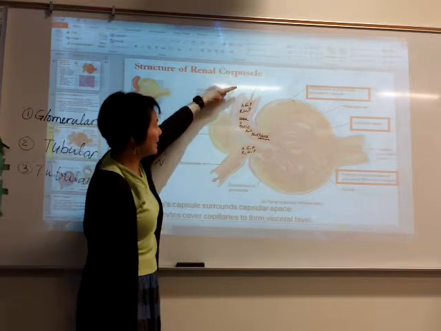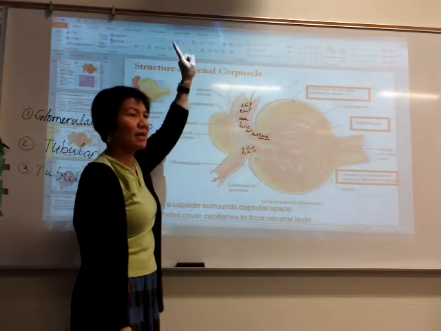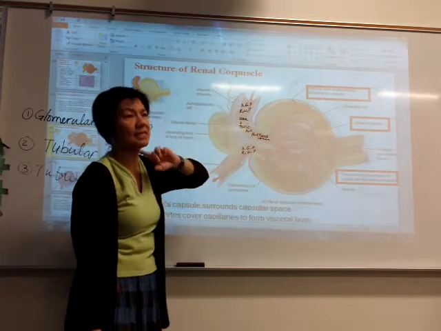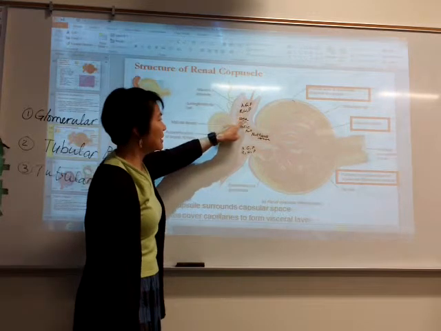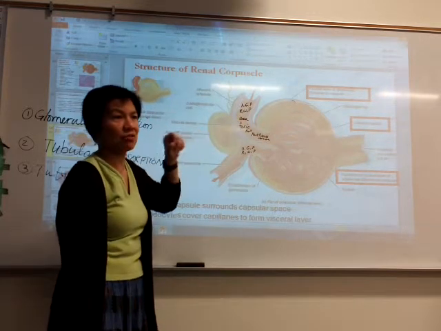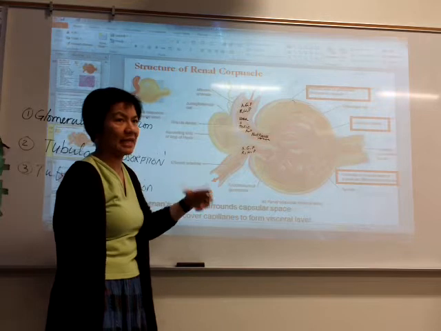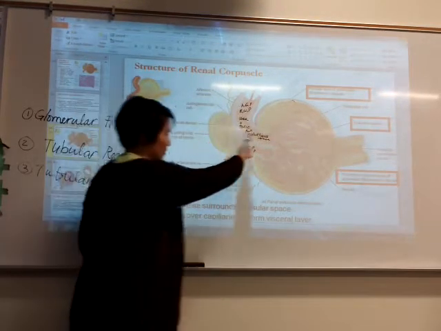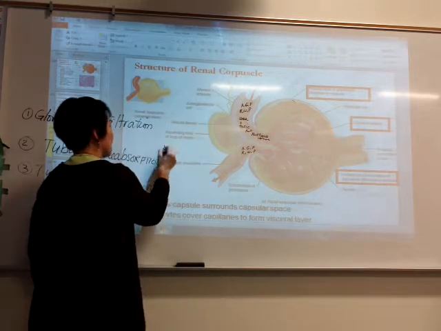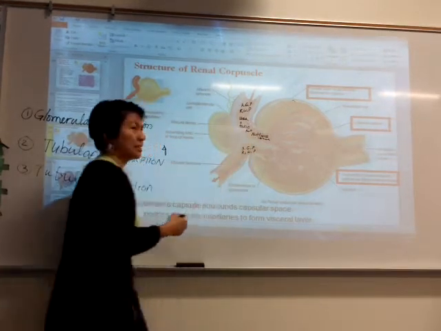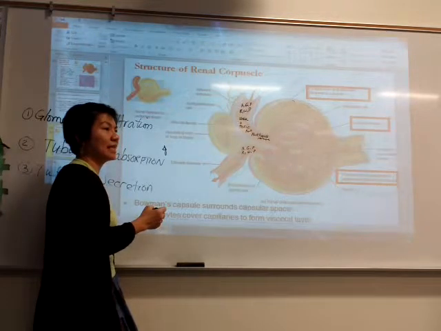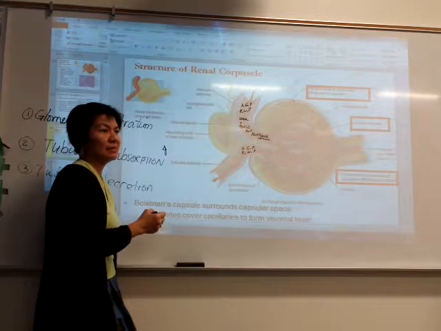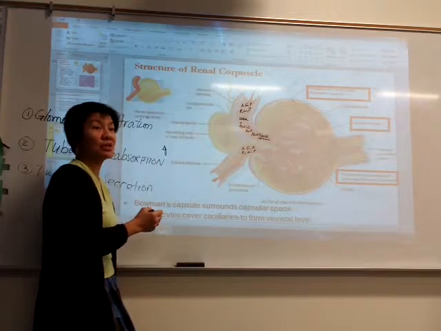If the blood that is flowing here is very high in pressure, to maintain filtration, can you predict how the afferent arteriole responds? Will it constrict or dilate? To slow down, because the pressure is so high. How do you think this afferent arteriole will respond? Very good. It will constrict. That's what you mean by autoregulation.